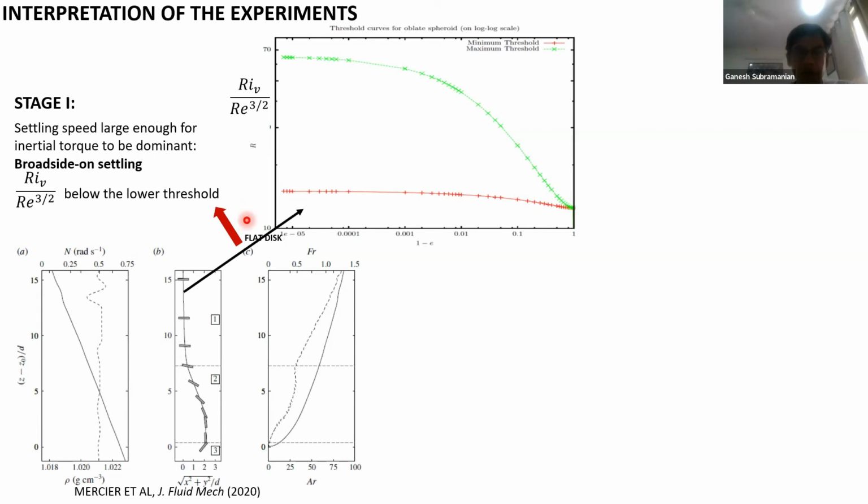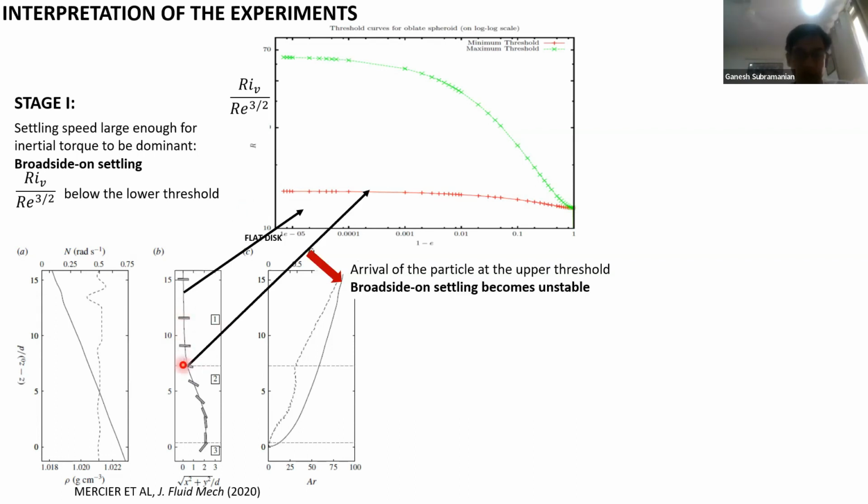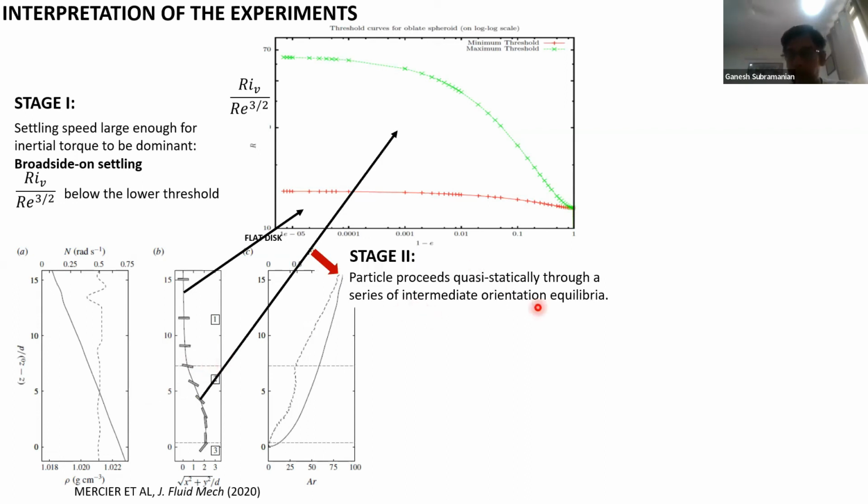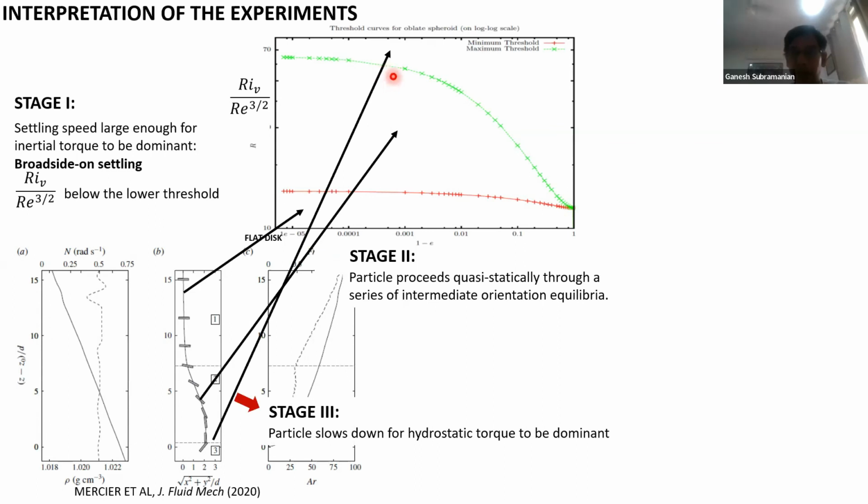And then at some point, as the particle slows down, specifically at that point, I have arrived at the upper threshold, and the horizontal orientation has now become unstable. And so I will proceed through a sequence of intermediate orientation equilibria as I span this gap. And then finally, I arrive at the vertical threshold, and I will be vertical above that green curve. Except that finally, I'm so close to the neutral buoyancy level that U has become negligibly small, and the hydrostatic contribution has become dominant, and it turns the particle back broadside on.